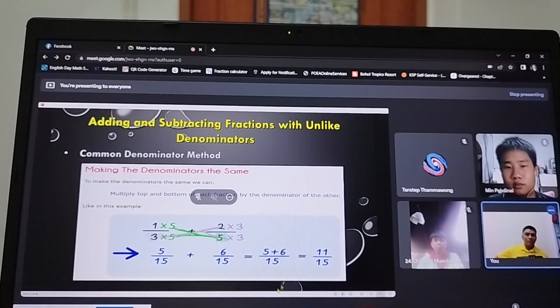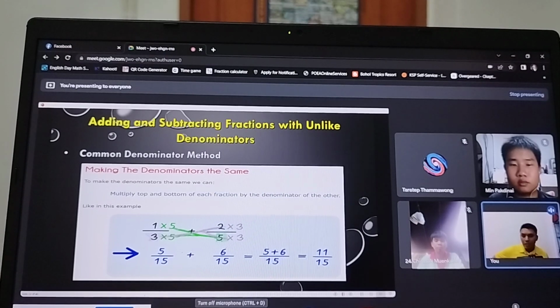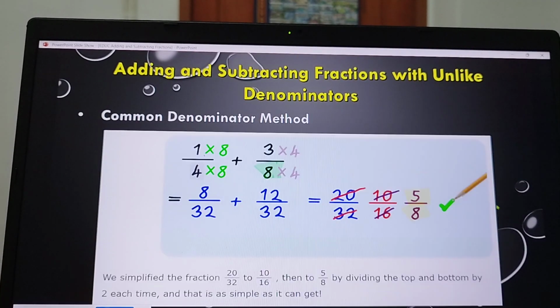Okay, so there's an easier way than this one. Another example here. You have 1/4 plus 3/8. Just multiply the first fraction by 8. 8 times 1 is 8. 4 times 8 is 32. Plus 3 over 8, you multiply by 4 because that's the denominator of the first fraction. 3 times 4 is 12. 8 times 4 is 32.